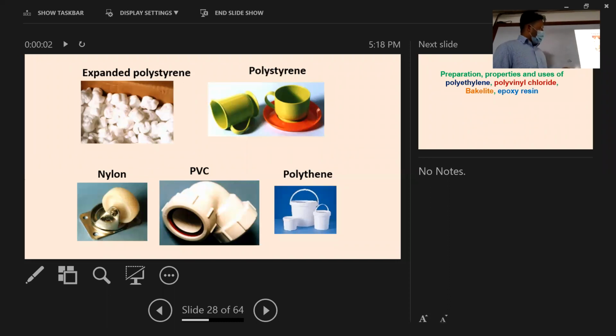Okay, so we have, this is nylon, this is PVC, and this is polyethylene. This is a very soft one actually. Most of the time we use it one time. But we have some buckets made of hard plastic also, that can be made of different types of PVC also. Okay, now we'll learn how we can synthesize some of these.